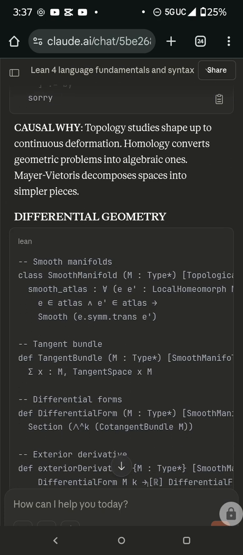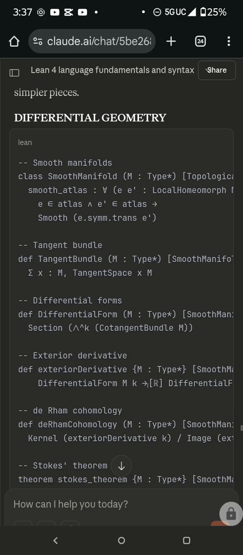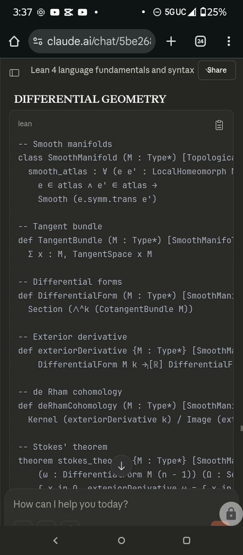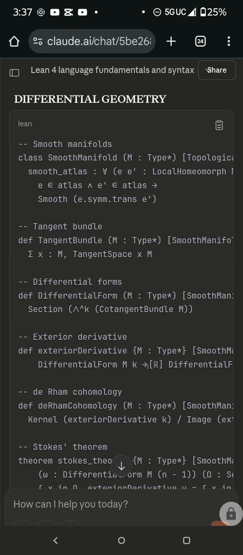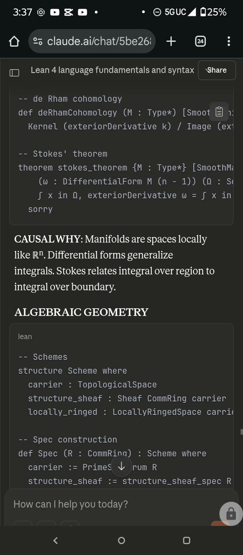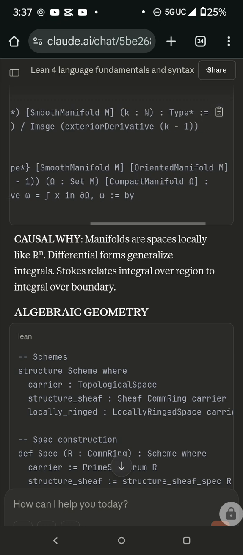Causally, topology, after all, studies shape up to continuous deformation. Homology converts geometric problems into algebraic ones. So Mayer-Vietoris decomposes spaces into simpler pieces. Next, differential geometry. Smooth manifolds, tangent bundles, differential forms, exterior derivatives, and de Rham cohomology. All is shown like this. We want to develop it all. Let's go, people. Stokes' theorem.